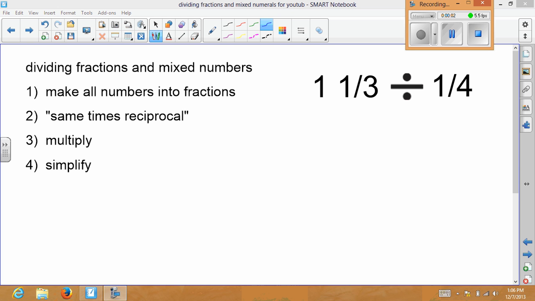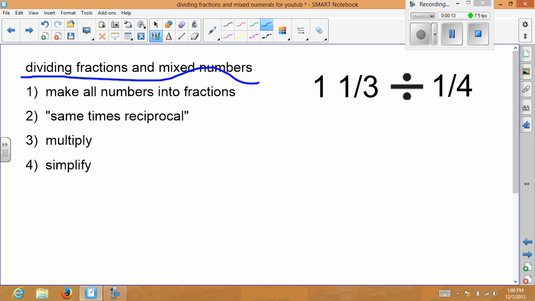So today I'd like to talk to you about dividing fractions and mixed numbers. And here I have the rules for what you need to do when you're doing that. So the first thing you need to do when you're dividing fractions and mixed numbers is that you need to make all your numbers into fractions.